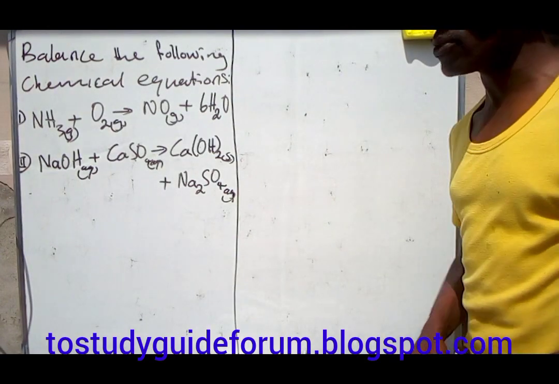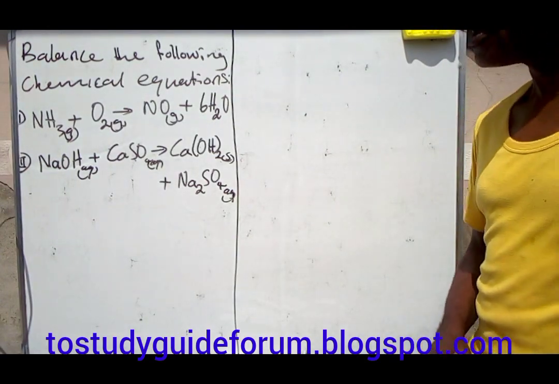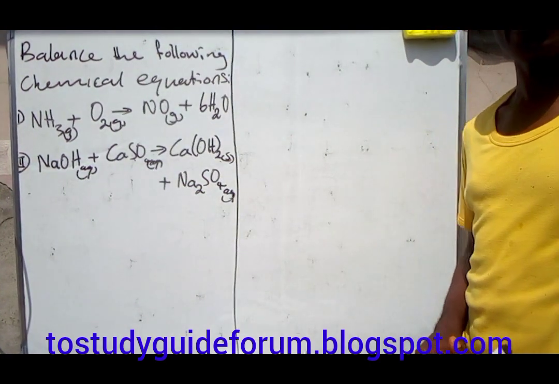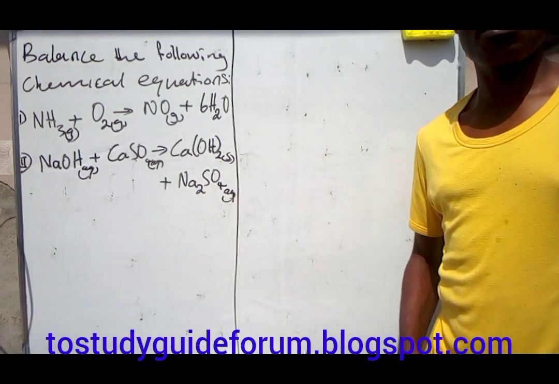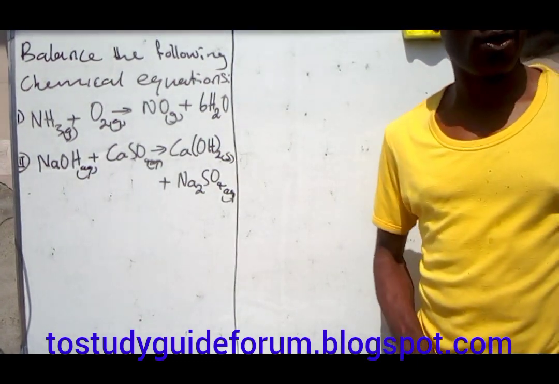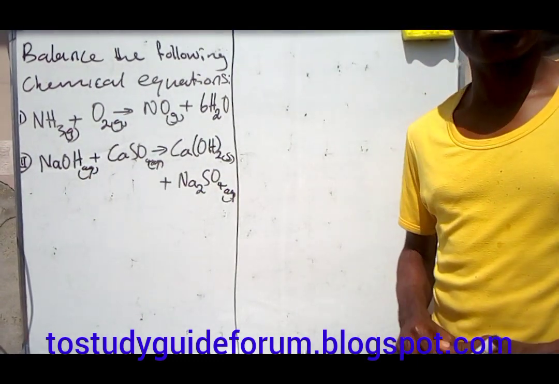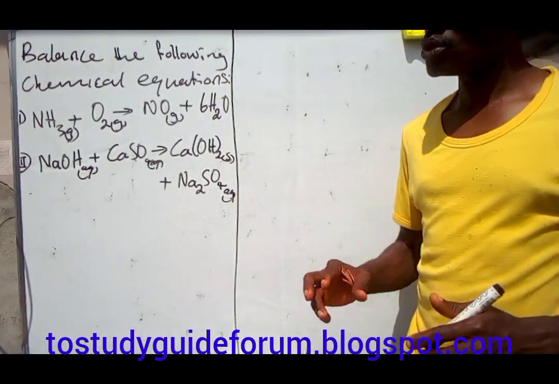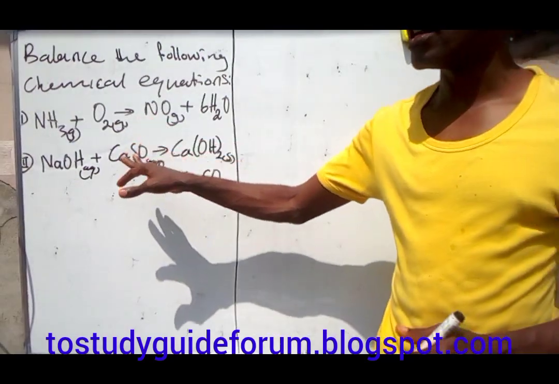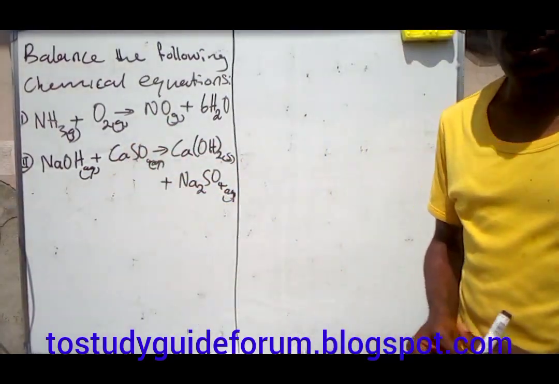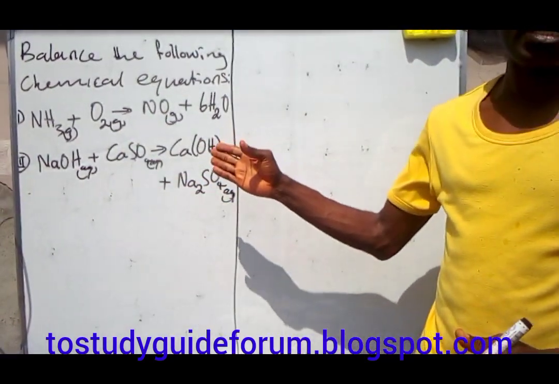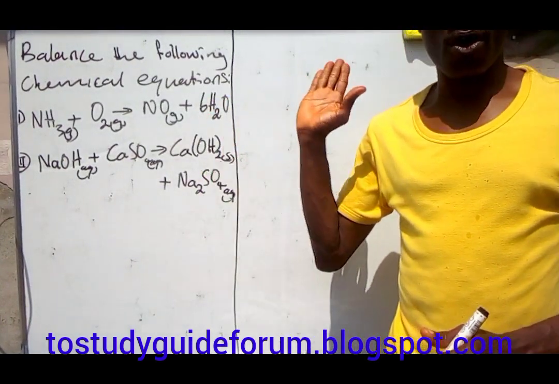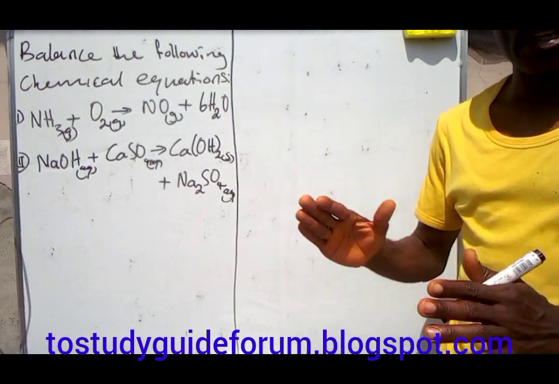Today we'll be looking at how to balance a chemical equation. One of the things about a chemical equation is that it is very, very important in a chemical reaction because it has a lot of information that we need to get from it. One piece of this information is that it tells us the state of the reactants and the products. It will also give us the direction, whether the reaction is forward or backward, that is, a reversible reaction.